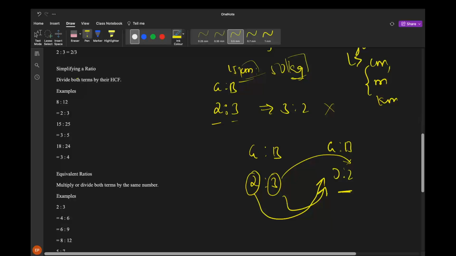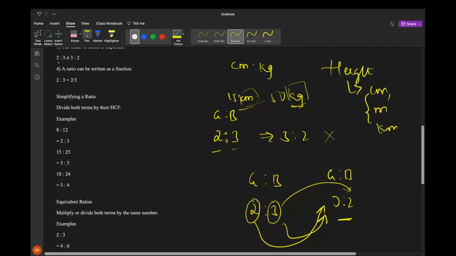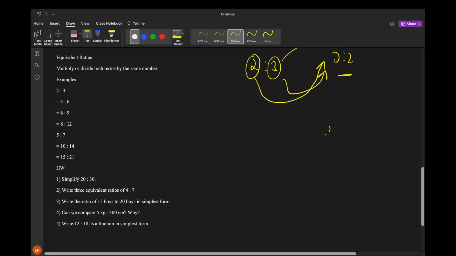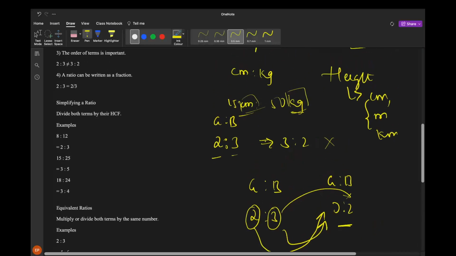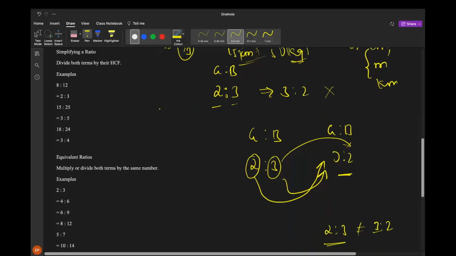That's why we mentioned 2:3 is not equal to 3:2. That's important. 2:3 is not equal to 3:2, because as I told, ratio is nothing but a division. 2/3 is not equal to 3/2. Please remember this. And a ratio can be written as a fraction. 2:3 can be written as 2/3. This is called fraction or division.